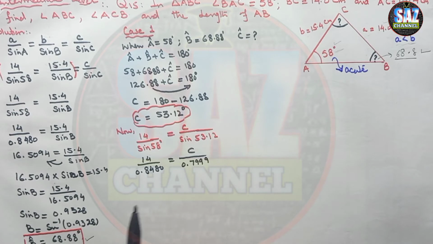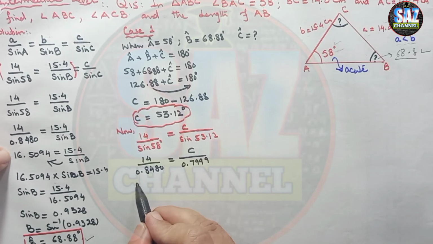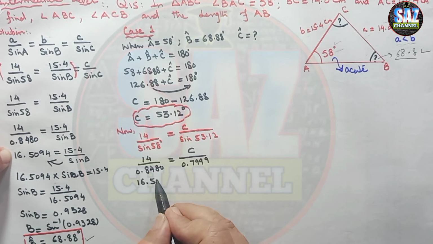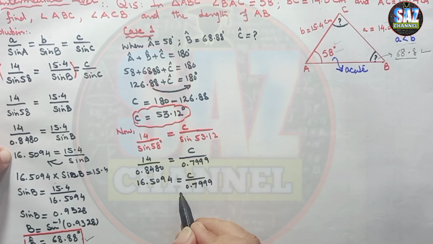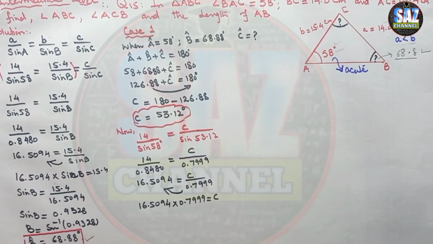Okay, and now 14 upon 0.8480 gives me 16.5094. 16.5094 equals C upon 0.7999. Now go for cross multiplication. This will give me 16.5094 multiplied by 0.7999, which is equal to C. Now check this answer with the calculator.